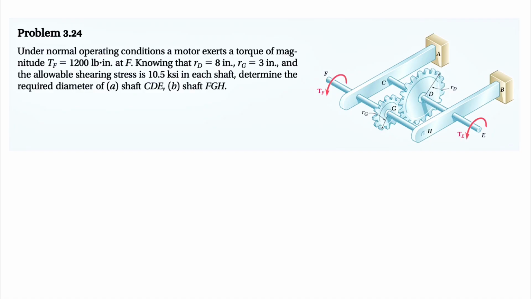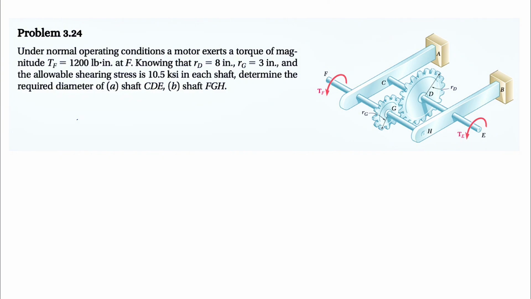Question 24. Under normal operating conditions, a motor exerts a torque of magnitude TF = 1200 pound-inches at point F, knowing that RD is 8 inches and RG is 3 inches. So basically it's the radius for each of these gears. The allowable shearing stress is 10.5 ksi in each shaft. We need to determine the required diameter of shaft CDE and shaft FGH.